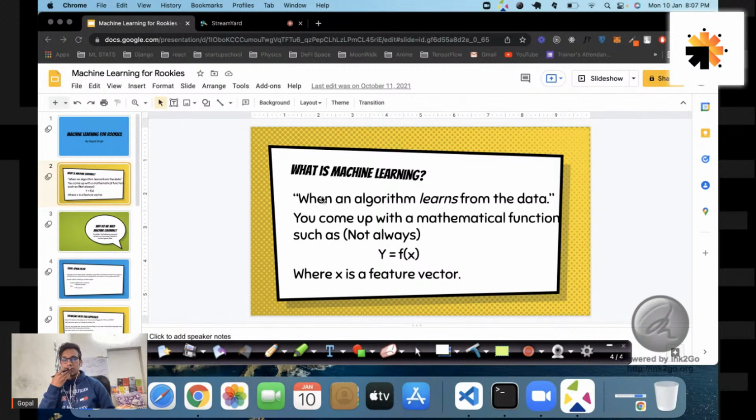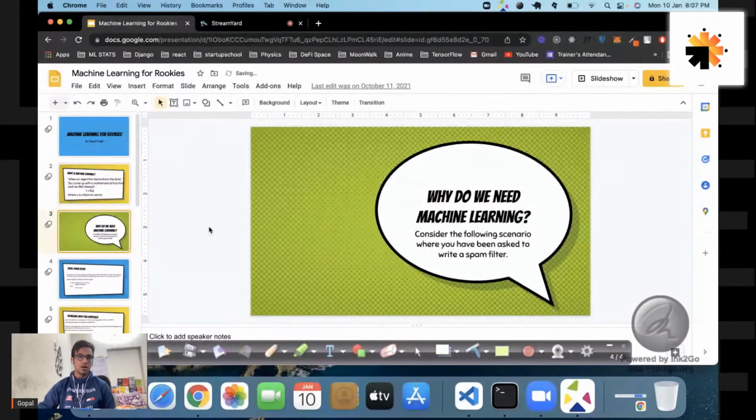When an algorithm learns from the data, that can come under the umbrella of machine learning. But the question is, why do we need machine learning in the first place? You may have heard that machine learning can perform miracles and AI is taking over the world, but how and why do we even need it in the first place? Let's try to understand that.